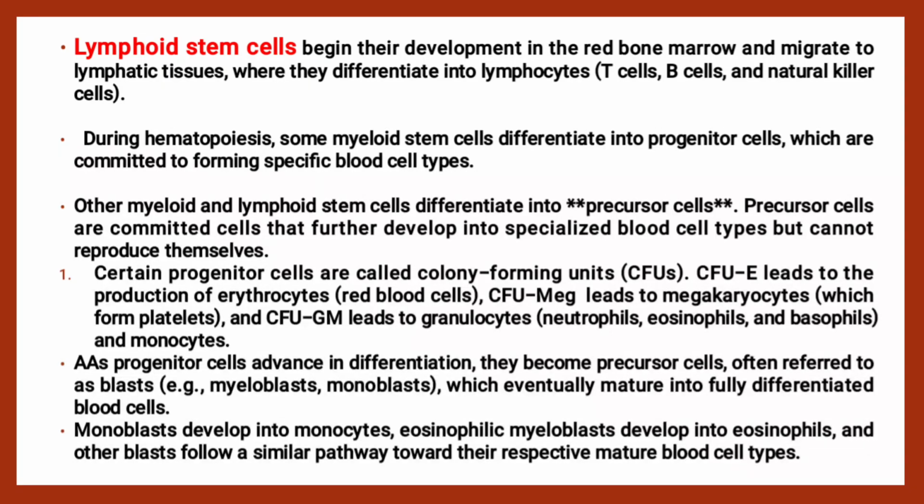CFU-E leads to the production of erythrocytes, that is red blood cells. CFU-MEG leads to megakaryocytes. MEG stands for megakaryocytes, which form the platelets, and CFU-GM leads to granulocytes, that is neutrophils, eosinophils and basophils, and monocytes. So granulocytes contain neutrophils, eosinophils, basophils, as well as the monocytes.